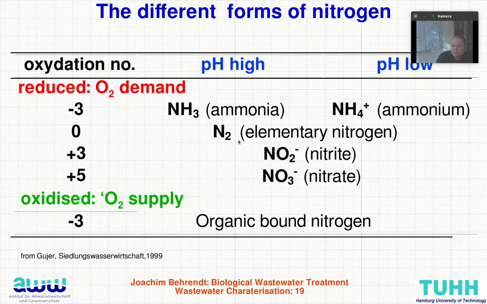The nitrogen is in different oxidation forms. We have the reduced form, oxidation number -3, which is ammonia or ammonium, also depending on the pH. Normally we say ammonia N, and this means the sum of ammonia and ammonium. We have elementary nitrogen, then we have nitrite +3 and nitrate +5 oxidation state. And also we have organically bound nitrogen with the oxidation number of -3.